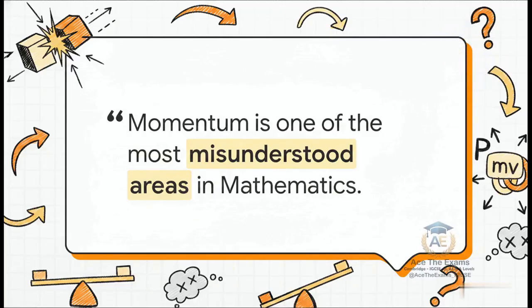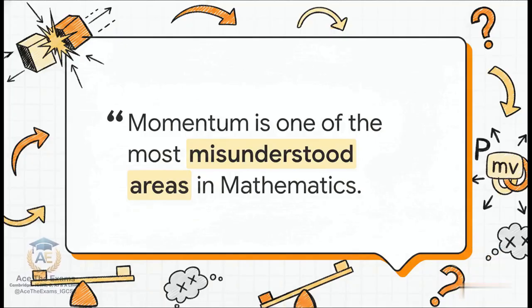Let me introduce you to two types of students we see all the time. Let's call them Alex and Sam. Alex is the overloader. Alex sees a momentum question, panics, and dumps every single raw mathematics fact onto the page. P equals mv, kinematic equations, Newton's laws, just a massive wall of text and numbers with zero actual analysis.